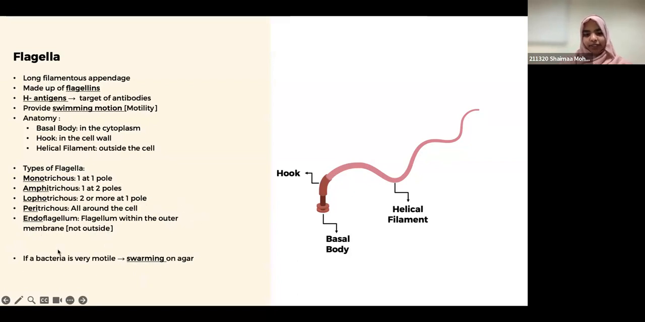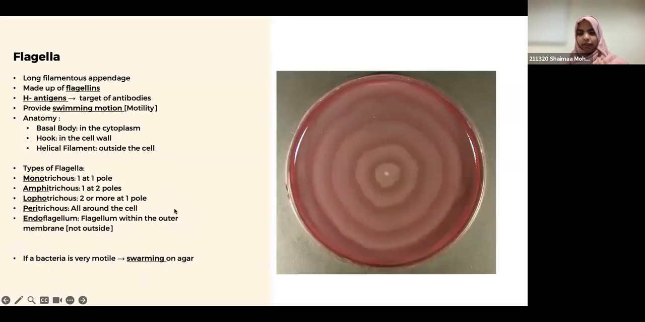And another thing that's very important is that if a bacteria is very motile, so it moves a lot, it can show you something that's called swarming when you culture it on an agar. So this is swarming, basically, as you can see, okay? This is swarming of a bacteria. Do you guys know an example of a bacteria that shows swarming on agar? Oh, mashallah, that was very fast. Yes, Proteus, okay? So Proteus is one of the bacteria that shows swarming. So that means it's very, very motile, right?